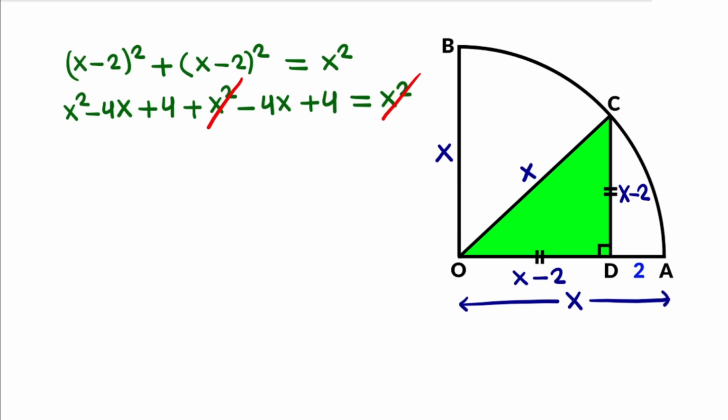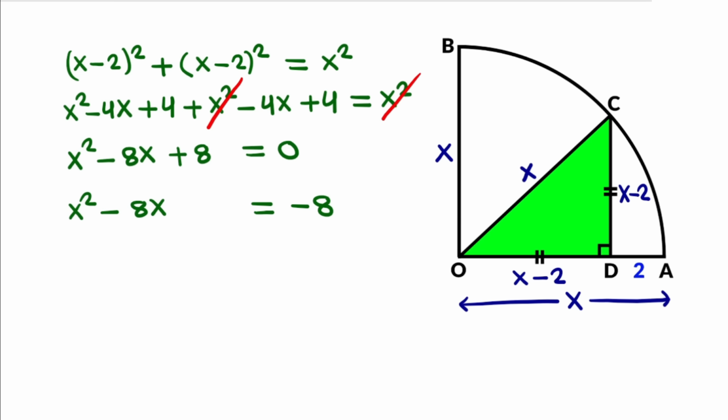1 x squared cancels from both sides. We're left with x squared minus 8x plus 8 equals 0. Move the constant 8 to the other side. We get x squared minus 8x equals negative 8. Now add 16 to both sides. The left side becomes the quantity x minus 4 squared, and the right side becomes 8.